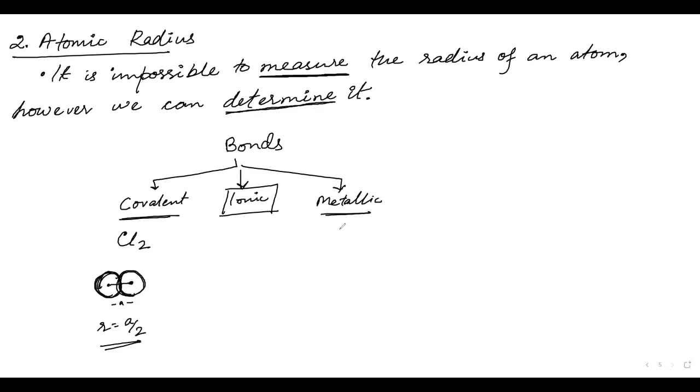Similarly, for metallic, we have nuclei, and then we have a sea of electrons floating over. Similarly, we will take these two. If this is A, then R will be equal to A by 2. This is the scheme that chemists have applied to determine, and not measure, the atomic radii of covalent and metallic elements.